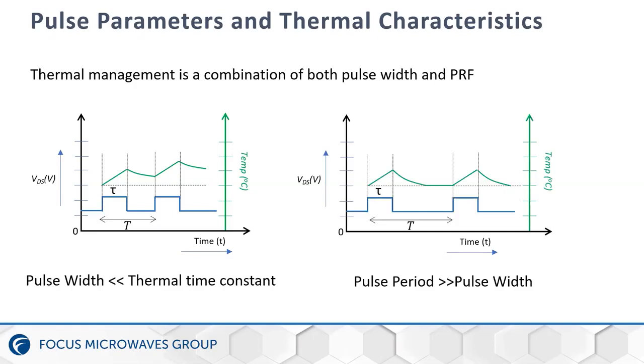So what is important is that, on top of a narrow pulse width, we should also have a long time period, which means the pulse period should be much, much greater than the pulse width. In this case, the temperature rise within one pulse does not add up to the next one. This is why we call it a quasi-isothermal measurement.